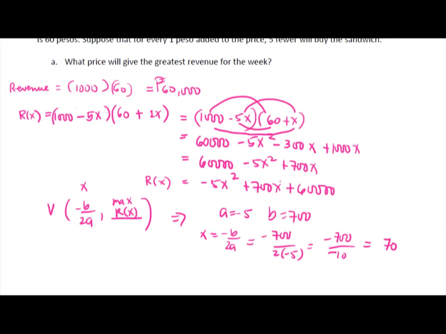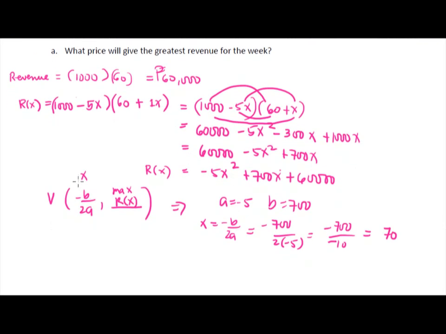So the price that will give the greatest revenue, remember this is the value of x that will give us the maximum revenue. So the price is when x is 70. The price that we need is equal to 60 plus x, which is 60 plus 70 equals 130. So you need to sell the sandwich for 130 pesos in order to have the maximum revenue. That's the solution for number 2a.